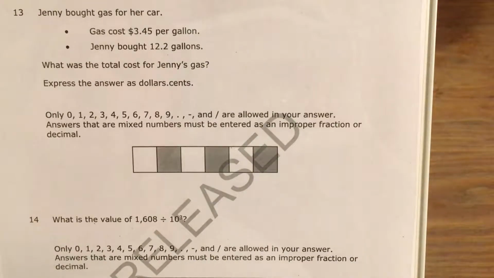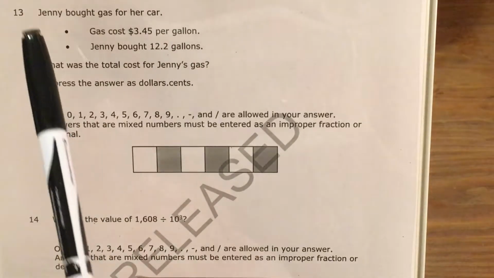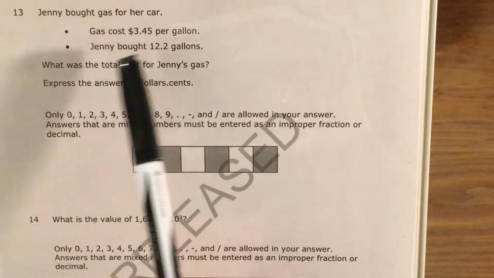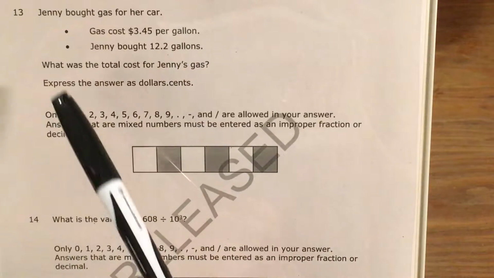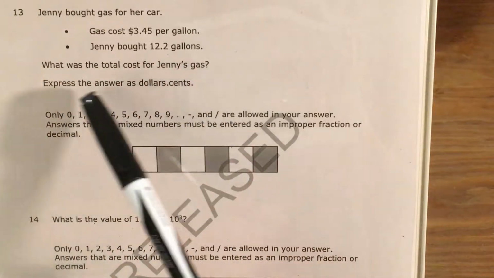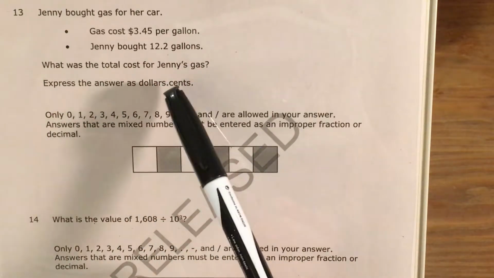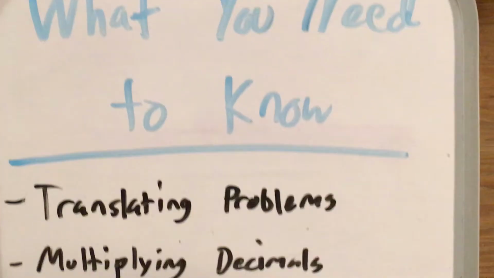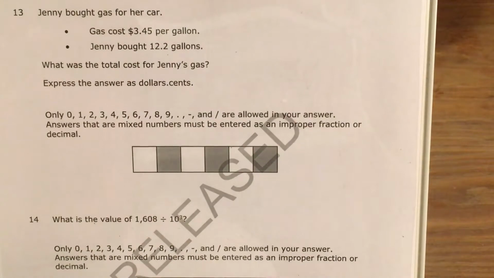This is Mr. W. Today we're going to tackle question 13 in the 6th grade math questions that North Carolina released this past school year. The question tells us that when Jenny bought gas for her car, gas cost $3.45 per gallon, and she bought 12.2 gallons. We're trying to figure out the total cost for Jenny's gas and express the answer as dollars dot cents. So to do a question like this, we'll need to know how to translate problems and multiply decimals. And also, if you see a question like this and you have to do the gridded response thing, don't worry, I'll go over how to do that too.